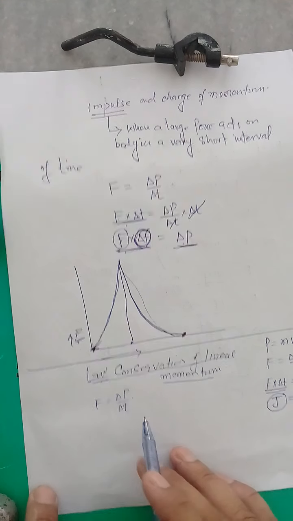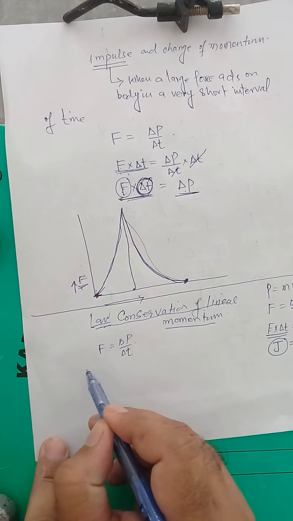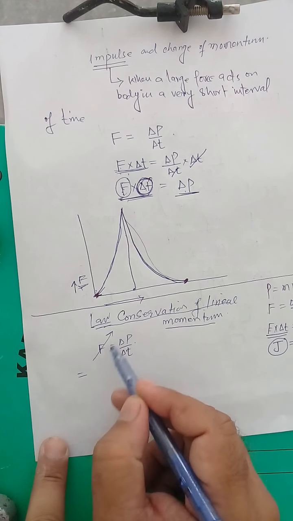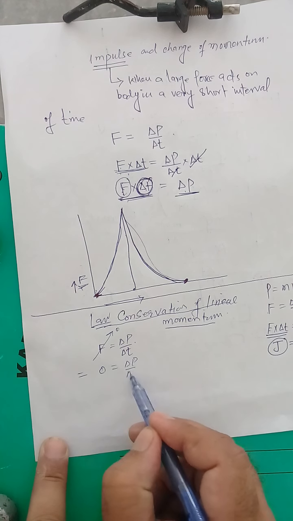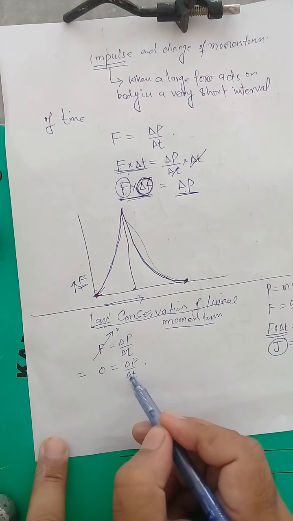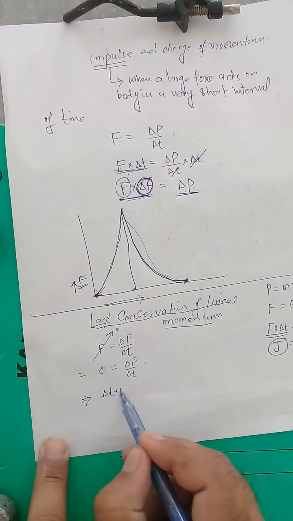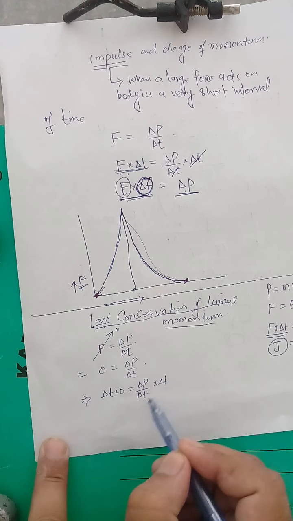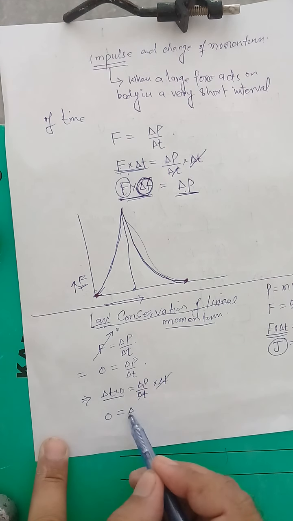Now, as we discussed in this topic, F is equal to delta P divided by delta T. What is the demand of the law of conservation? External force should be equal to 0. So when F is equal to 0, 0 is equal to delta P divided by delta T. Multiplying both sides by delta T, the delta T cancels, and 0 is equal to delta P.